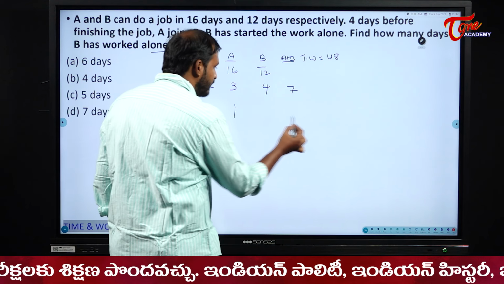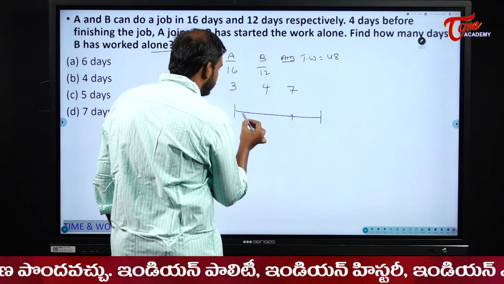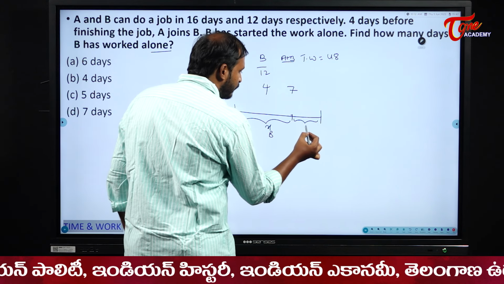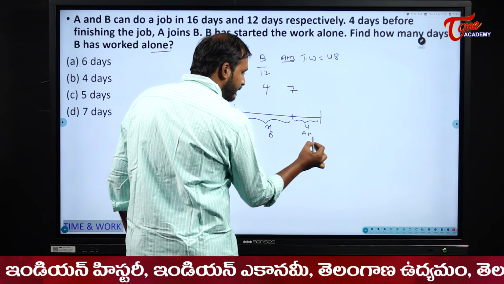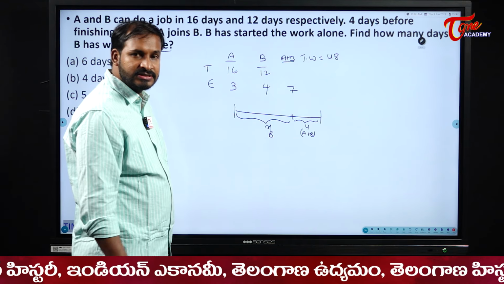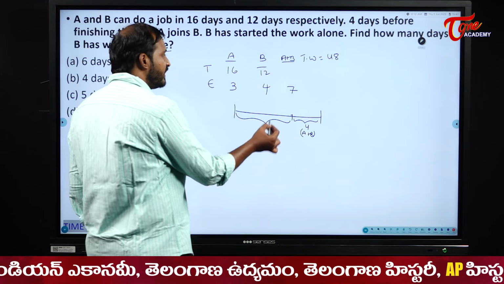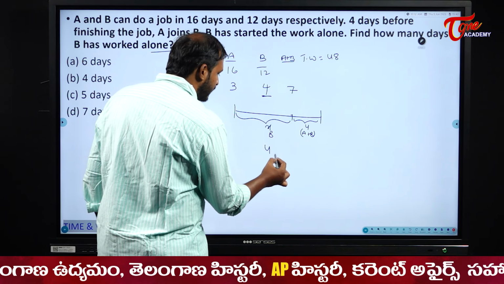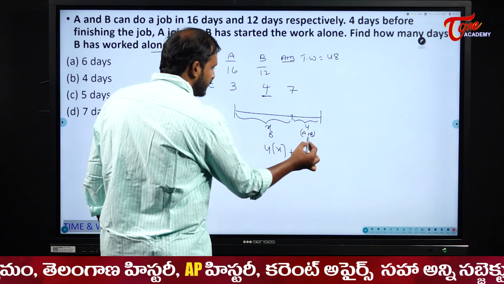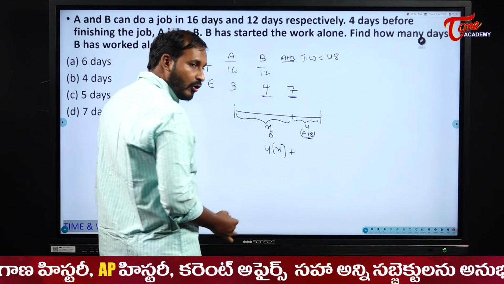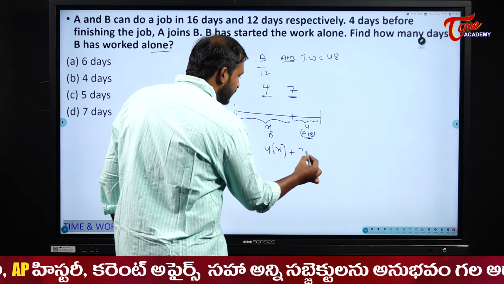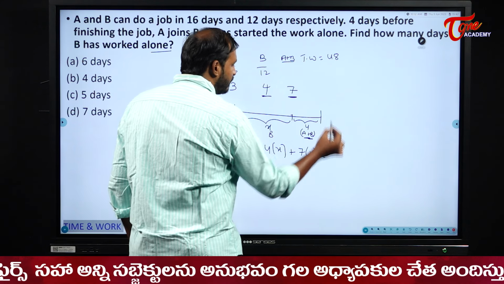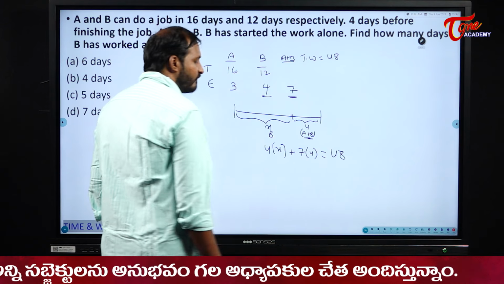So now in my timeline, what will I take? I will assume that for the first x days, B alone worked, and for the last 4 days, A and B together worked. B in 1 day can do 4 parts of work, so 4 into x, plus A and B in 1 day together can do 7 work. So in 4 days, they can do 7 into 4. That sums up to my total work, that is 48.